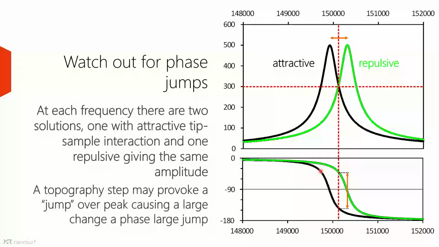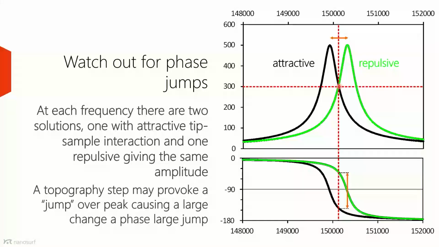Another reason to go for the left side of the peak is that sometimes you can have so-called phase jumps. As you can see, for each excitation frequency, there are actually two harmonic oscillator curves that cross there at the same amplitude and frequency. One is on the left and one is on the right side of the excitation frequency. And sometimes this can actually jump between one and the other. If that happens, as you can see in the lower curve, you get a huge phase shift.